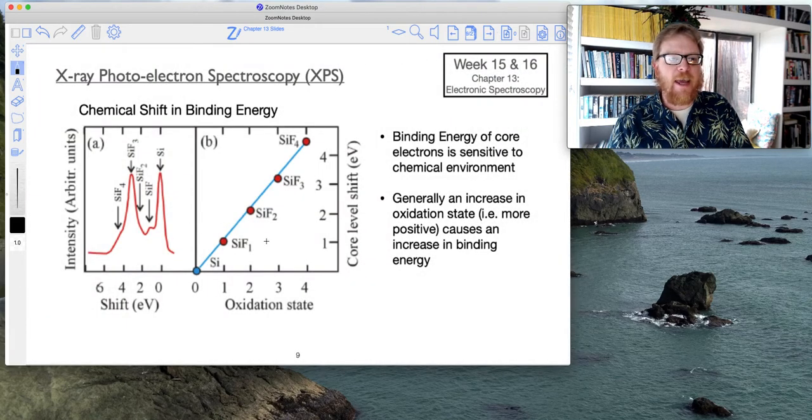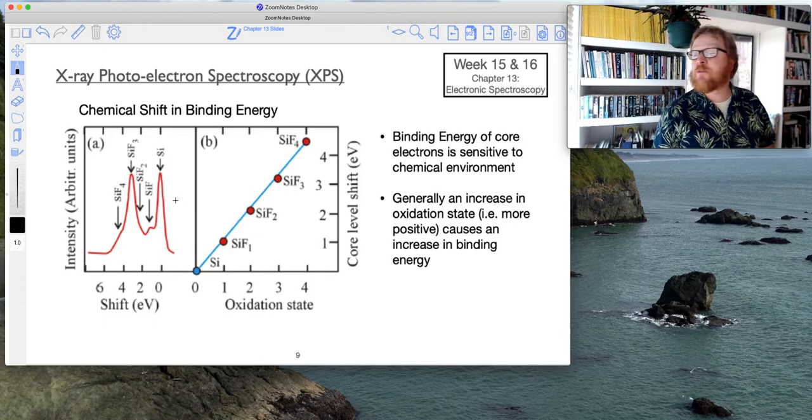So let's get a look at chemical shift and oxidation states, okay? So if we were to look at the XPS spectra of, let's say, silicon, okay? So you can see it's noted right here. Here is its binding energy, okay?